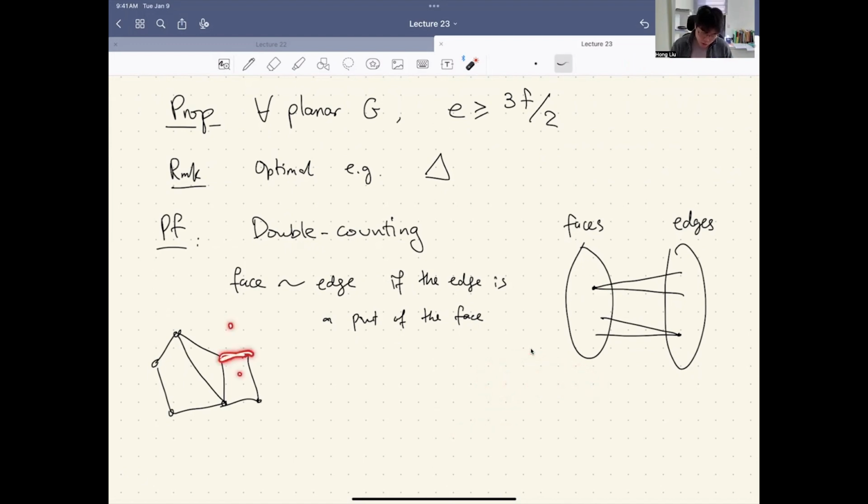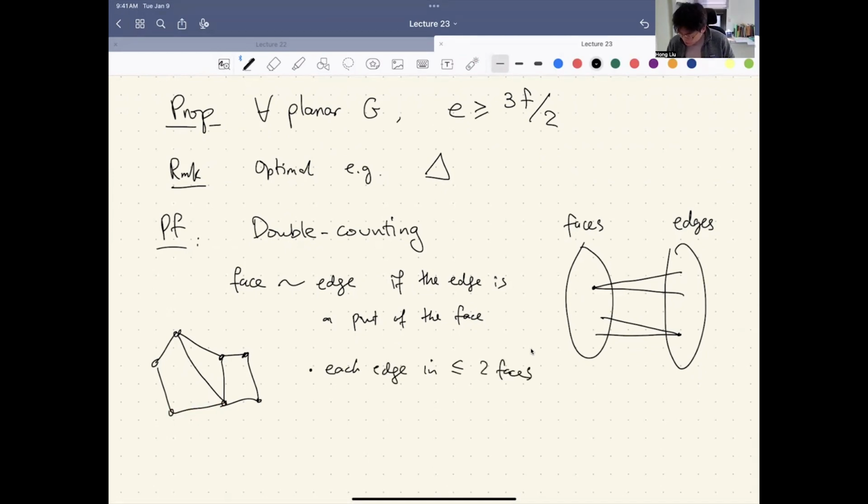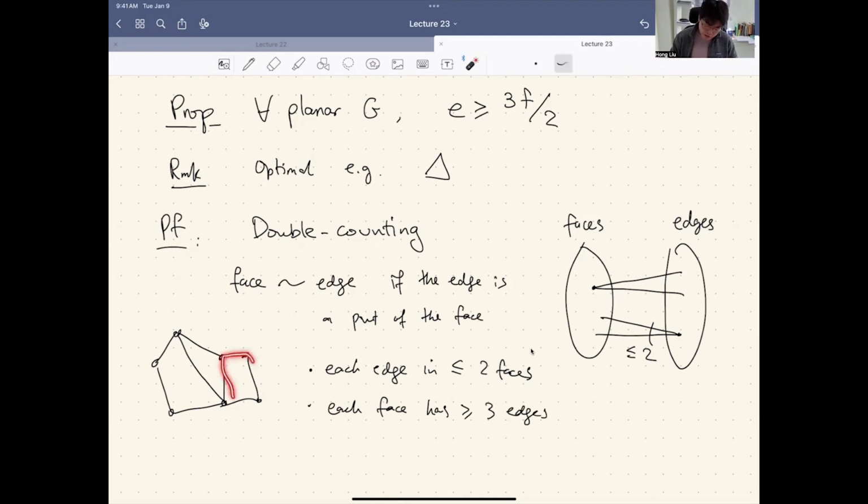But normally it's incident to 2 faces. Here, 2, right? Here, 2. Here, 2. Here, 2. So note that each edge is in at most 2 faces. And note that each face has at least 3 edges. This is simply because each face is a cycle, right? And the cycle has length at least 3.